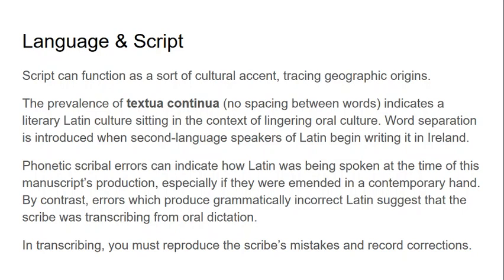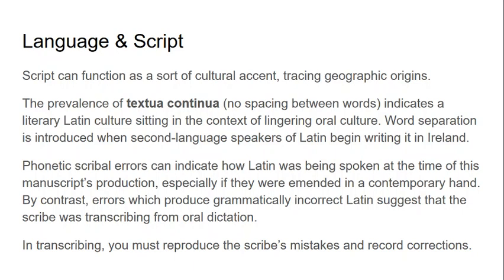Sometimes also you can see phonetic errors, and these, like we saw with the scriptorium thing, can indicate how Latin is being spoken at the time of a manuscript's production, especially if these have been corrected in a contemporary hand, because that shows you that somebody has written it a certain way because that's how they're speaking it. And oftentimes text would be recorded and copied when somebody would read aloud a text, and various scribes would write down what they heard the person saying.